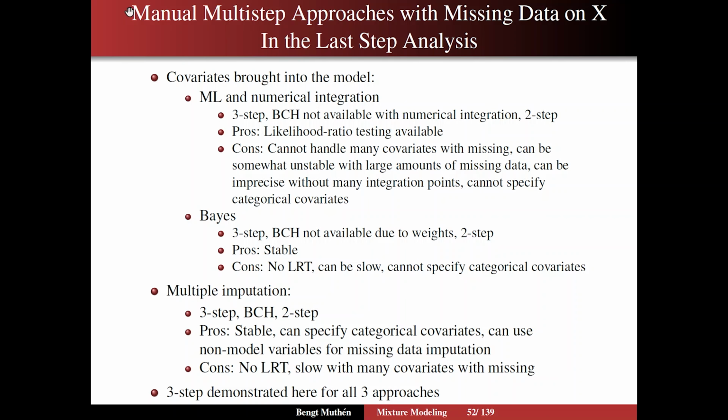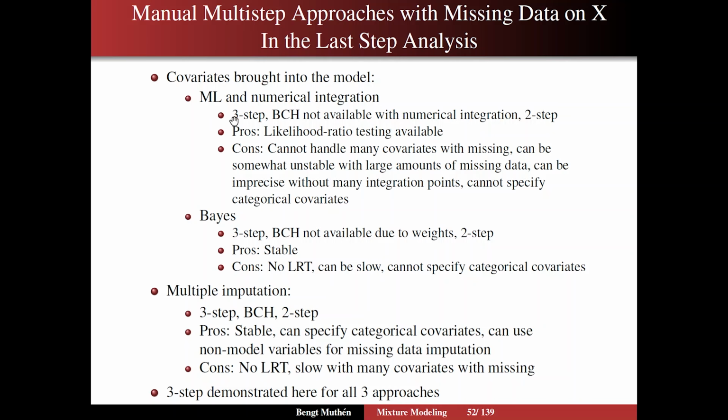Slide 52 then. I'm talking through various kinds of approaches, manual multi-step approaches, which deal properly with missing data on X in the last step analysis. So you can bring the covariates into the model, or you can do multiple imputation. When you choose to bring the covariates into the model, you can use maximum likelihood and numerical integration, or you can use Bayes.